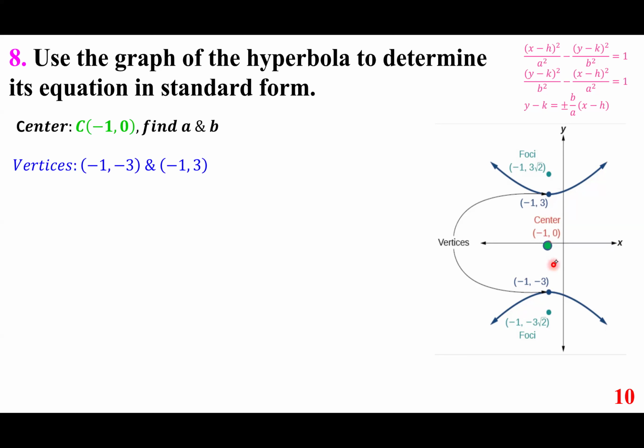So that's the center, okay? And the vertices are at (-1, 3) and (-1, -3), right? These 2 points. And so we want this distance, located b units up and down from the center. And if you look at this distance, they have the same x coordinates, and the y coordinates differ by 3. Either way shows that this distance b must be 3. So we have b equals 3.